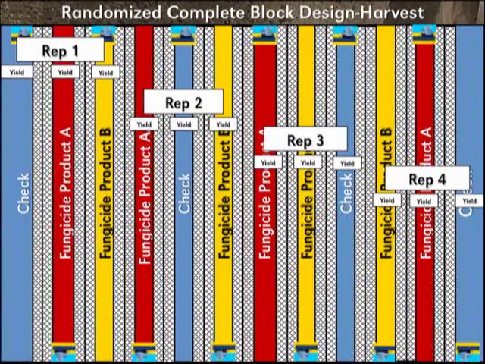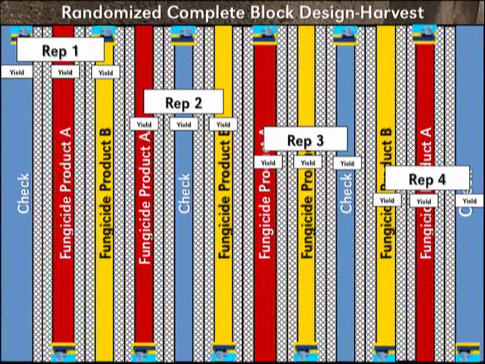To harvest this study, combine the center rows of each treatment, leaving the buffer rows on either side. In this example, the yield from the center 8 rows of the untreated check would be compared to the yield from the center 8 rows of the fungicide product A and the yield from the center 8 rows of fungicide product B to give you yield comparisons for Rep 1. You would continue in this same manner, harvesting the center rows of each treatment for each rep throughout the field.